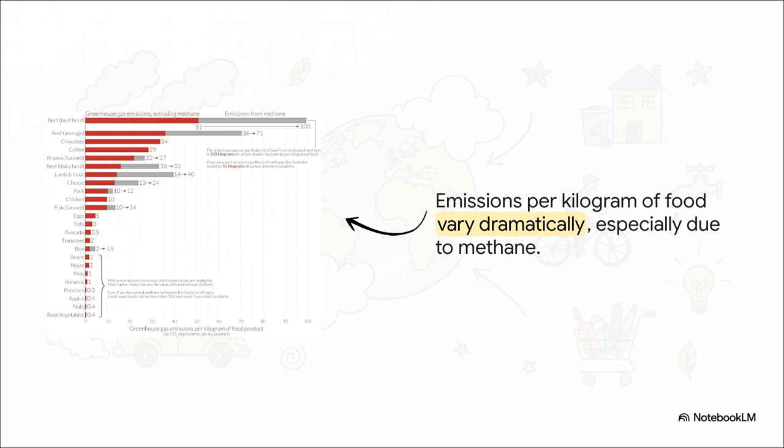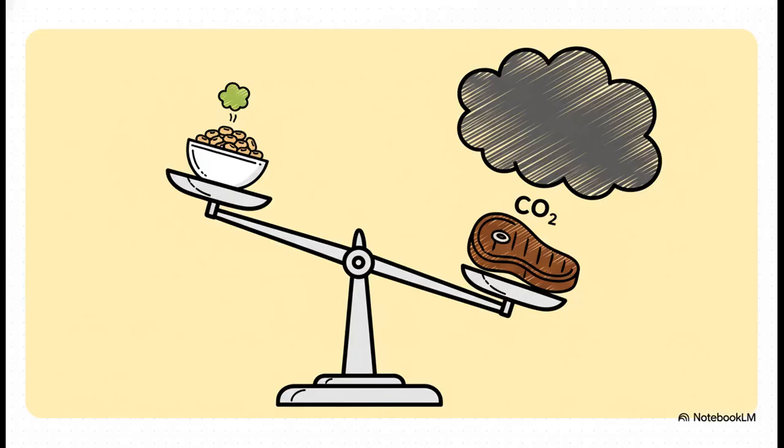Now let your eyes drift all the way down to the bottom. Root vegetables, apples, nuts, they're all under half a kilogram. The difference isn't just large, it's a factor of over 200. It's staggering. To really drive that point home, look at this side by side. It's so clear. 1 kilogram of beef creates 100 kilograms of CO2 equivalent. 1 kilogram of beans, just 2 kilograms.